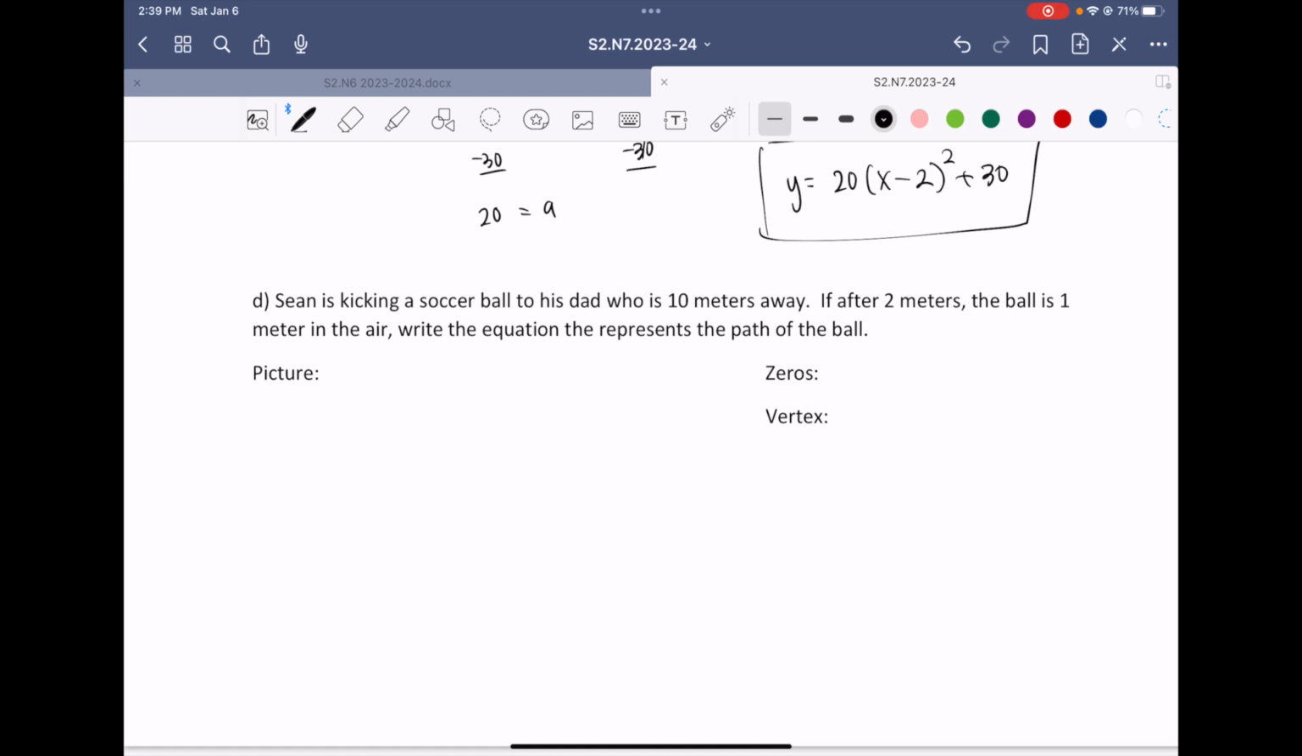Last one, Sean is kicking a soccer ball to his dad, and he was 10 meters away. So, ball from the ground, assuming he's not drop kicking in the air. Maybe a little better. So dad's standing here 10 meters away, starting at 0. After 2 meters, which is probably about right here, the ball is 1 meter in the air. So (2, 1) would be that extra point. This must be height. This must be distance.